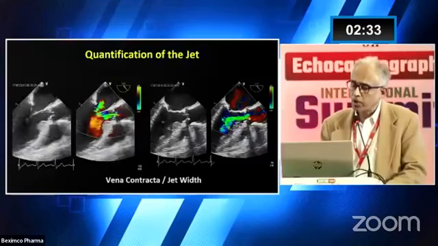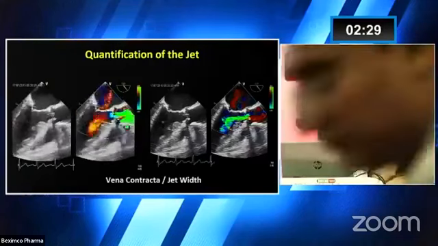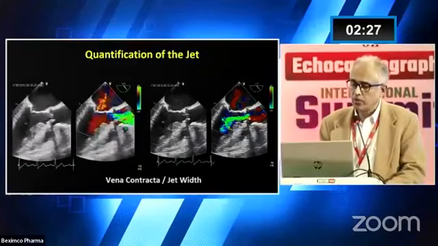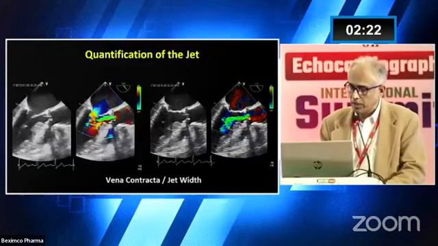And then when it comes to quantification itself, as I told you, vena contracta: zoom it as much as you can, and then go frame by frame and look at the jet width, vena contracta. You get both of them together. One is at the narrowest part and the other one is in the LVOT.